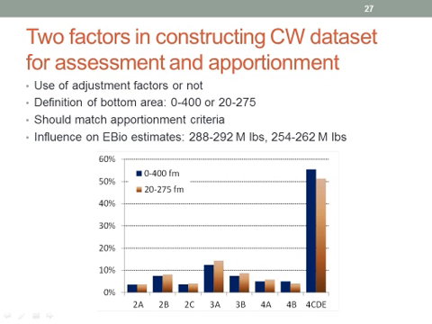So it affects apportionment more so than it does the coastwide data set, and that's shown in the fourth bullet point there, where there are two different model runs that you'll see. The estimate of E-bio at the end of the model run ranged from 288 to 292 million pounds, depending on which combination of bottom area and whether or not you used the WPUE adjustments. And on the other model run, the variation was from 254 to 262 million pounds, so just a difference of 1 or 2%. So these factors, again, don't matter much in terms of the model output for the coastwide estimate of E-bio, but they do have a bigger influence on apportionment.